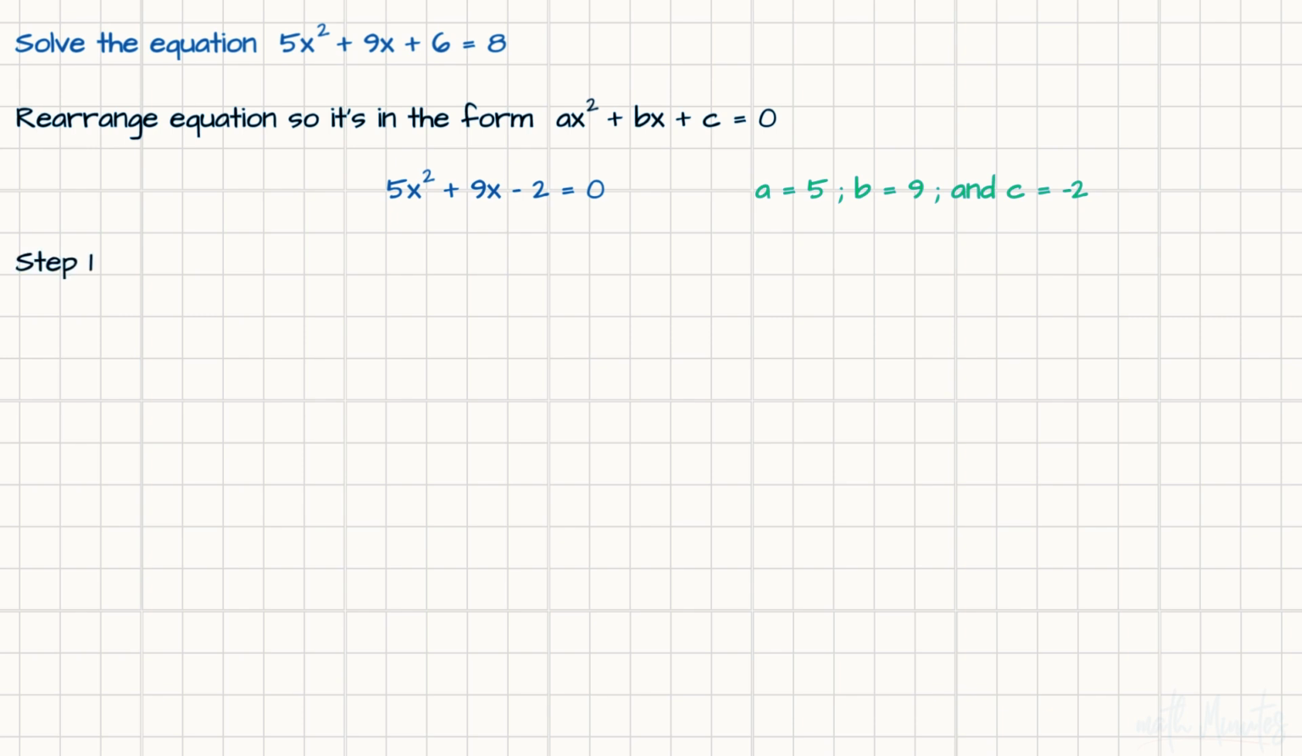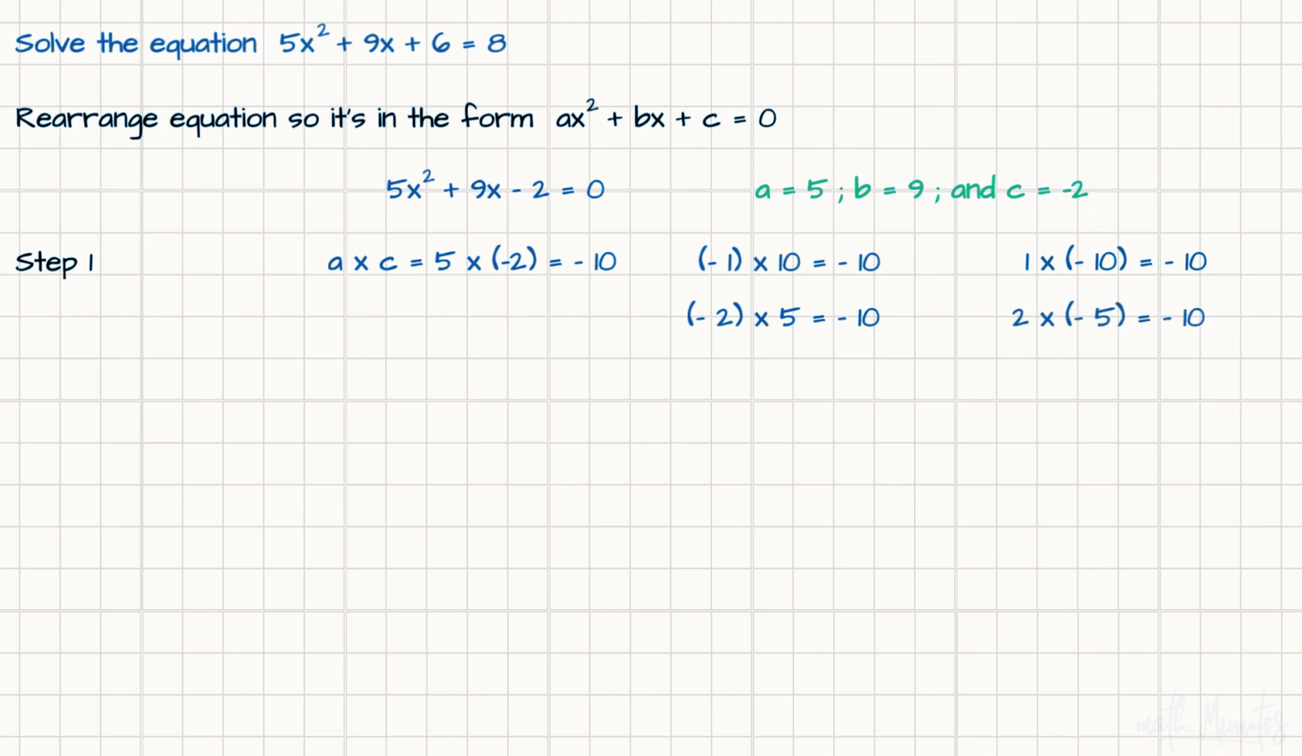Let's start with multiplying a by c. We have 5 times minus 2, which equals minus 10. We find all the pairs of numbers that multiply together to give minus 10. Minus 1 times 10 equals minus 10. 1 times minus 10 equals minus 10. Minus 2 times 5 equals minus 10. 2 times minus 5 equals minus 10.